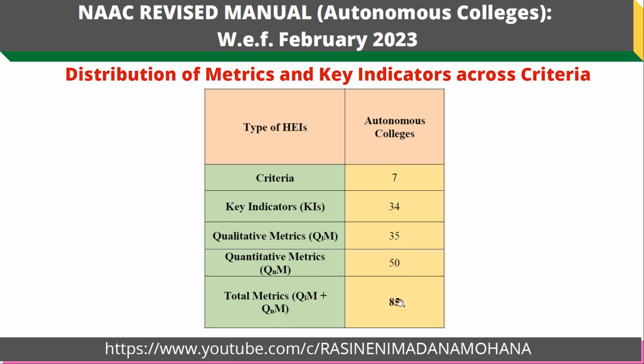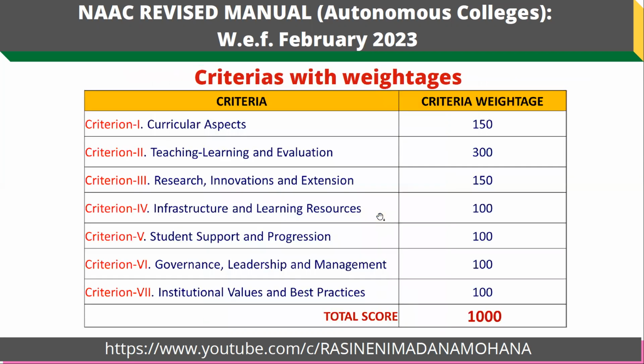Earlier, the currently running manual for autonomous colleges had 107 metrics in total, qualitative and quantitative together. Now, many of the metrics are merged and some of the metrics are removed. Finally, they are all reduced to 85. These 85 metrics are a combination across all the 7 criteria among 34 key indicators.